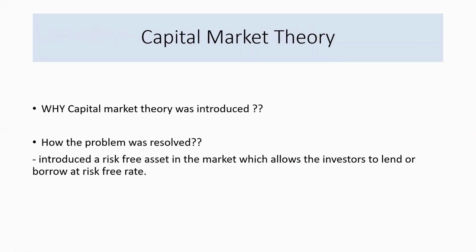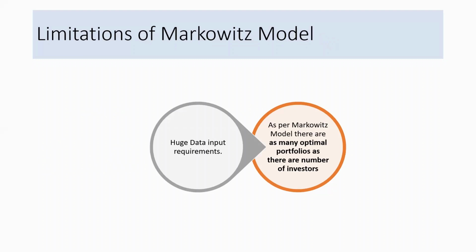In capital market theory, it said that you invest in the risk-free asset. So we added a new term, risk-free assets. What are risk-free assets? Government securities, where there is no risk. So what will the standard deviation be? It will be zero. So every investor needs at least this minimum risk.